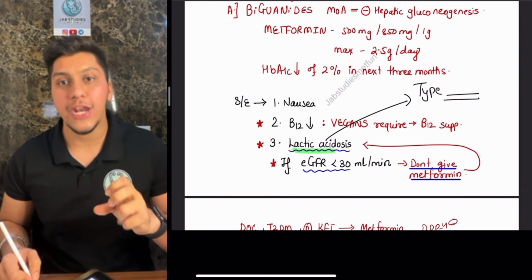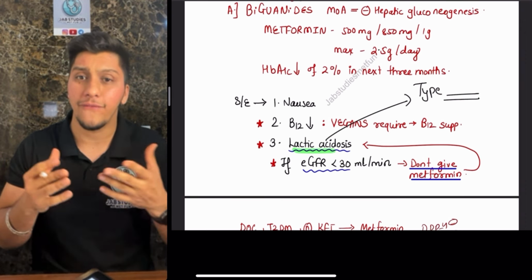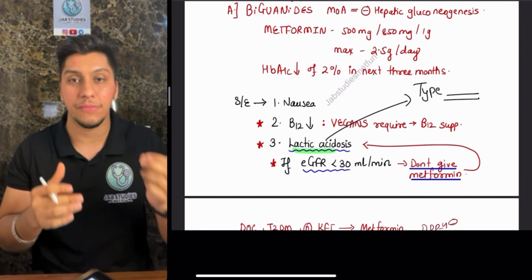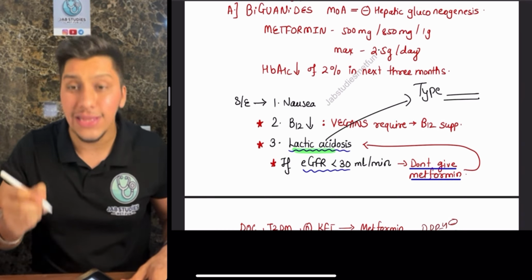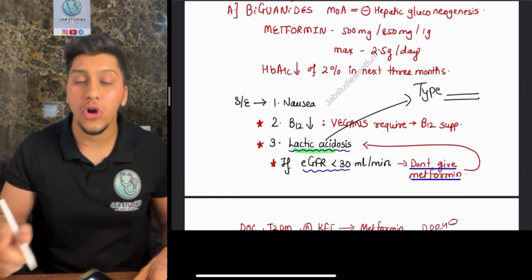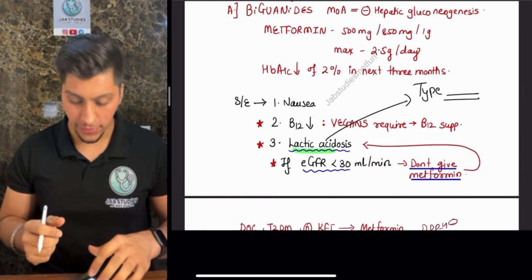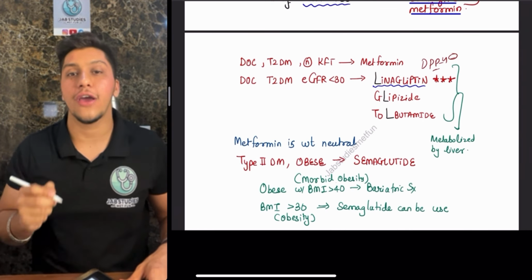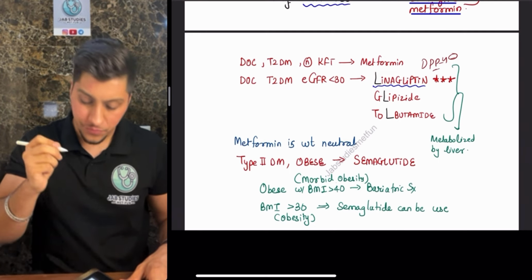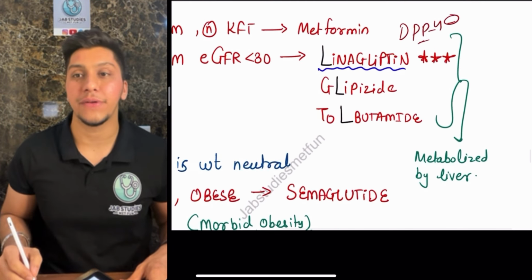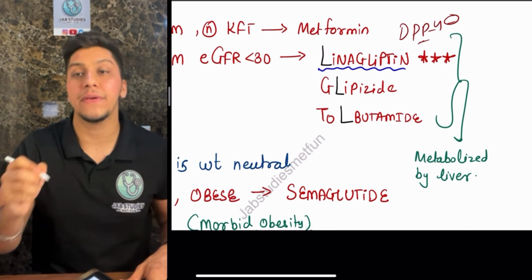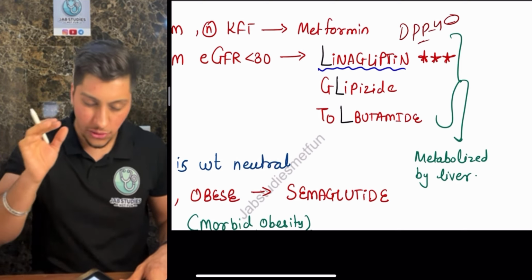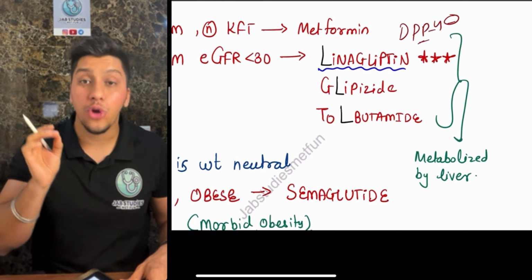Okay, now very important thing is you can't give metformin to everyone. If you check the patient's kidney and the eGFR, the estimated glomerular filtration rate, is less than 30 ml per minute, you will not give metformin. So what will you give? Remember LLL: for those patients whose eGFR is less than 30, L is linagliptin, L is glipizide, and L is tolbutamide. So LLL will come here.